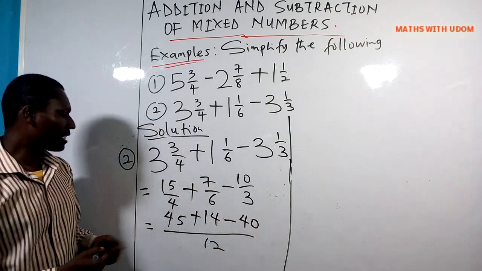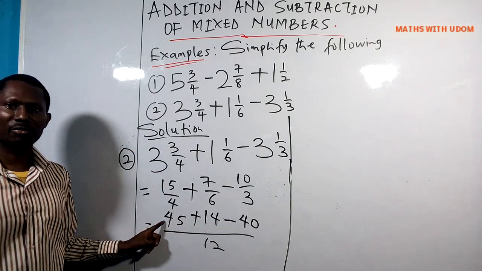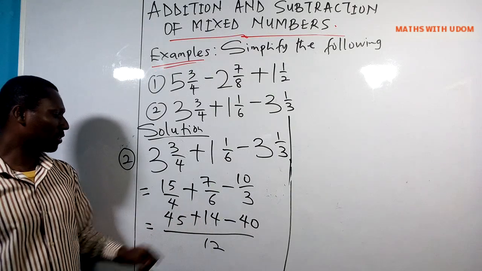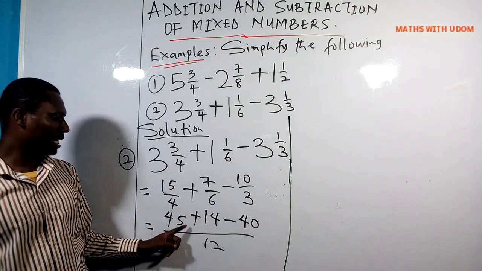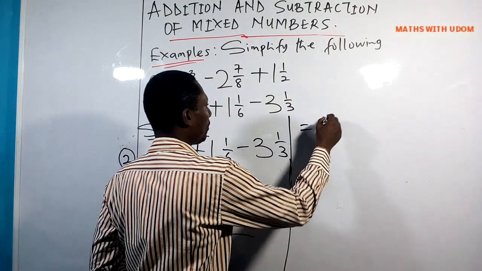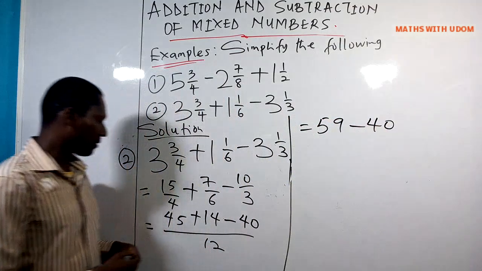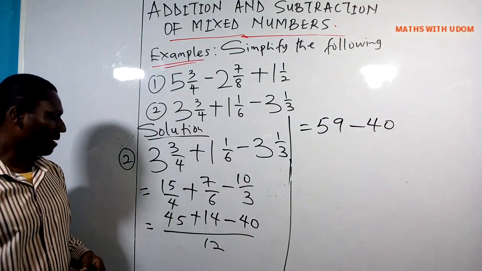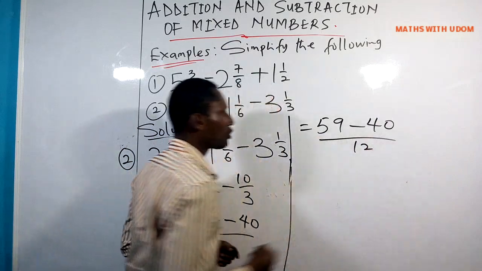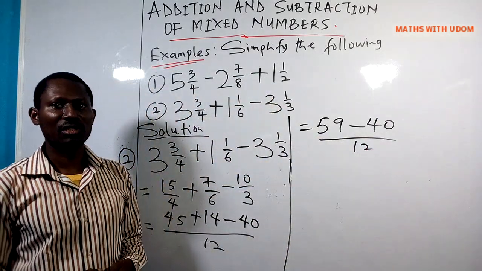So the next thing is for us to add these two numbers together. We add 45 plus 14 together. 45 plus 14 will give us 59. Then 59 minus 40, divided by 12. Now, 59 minus 40 will give us 19.